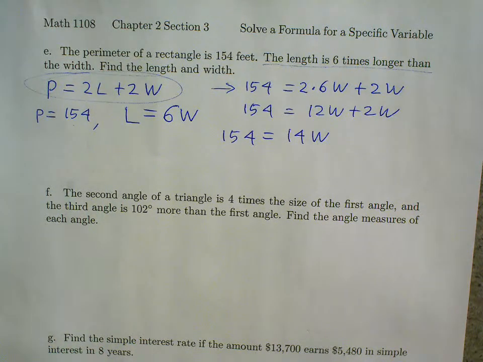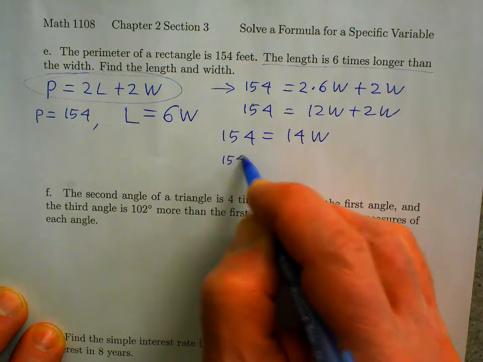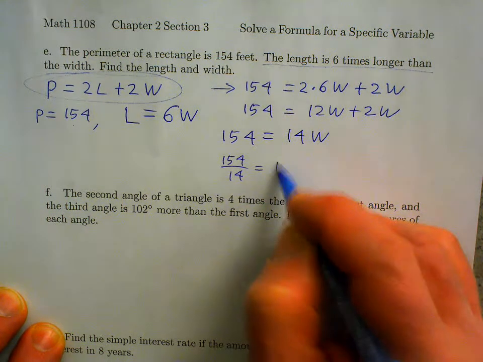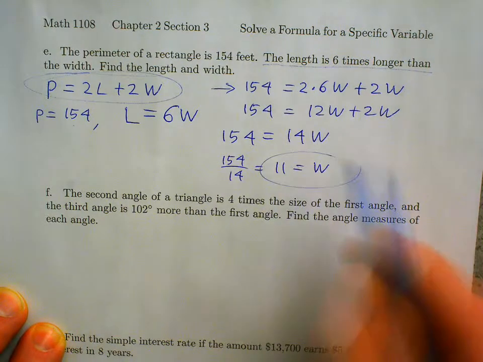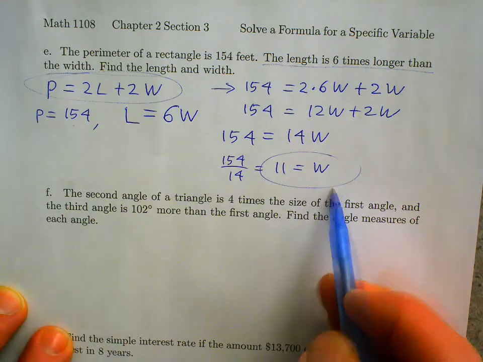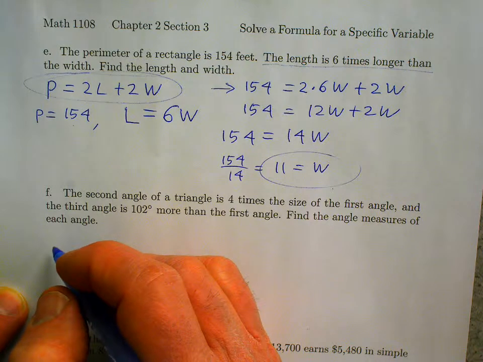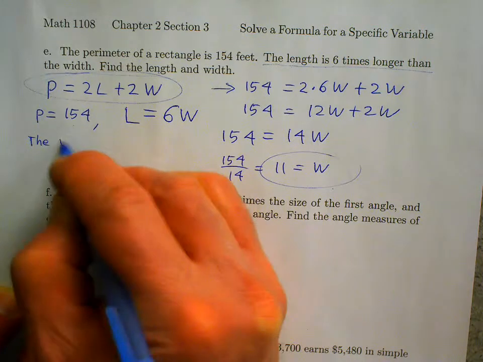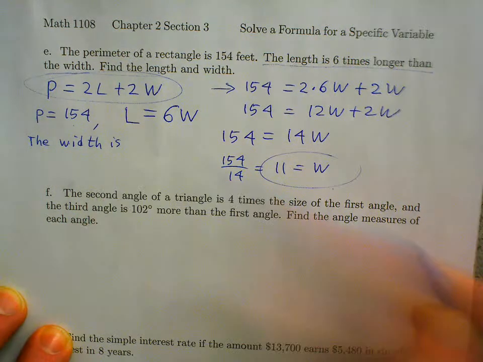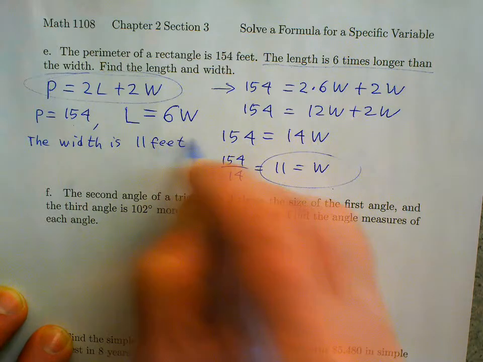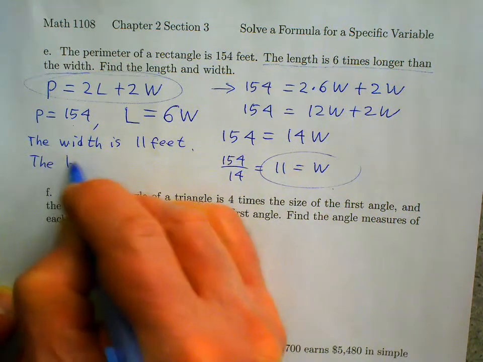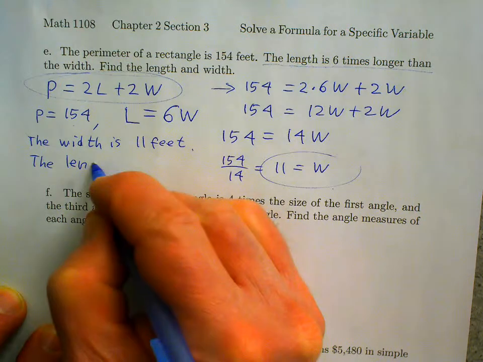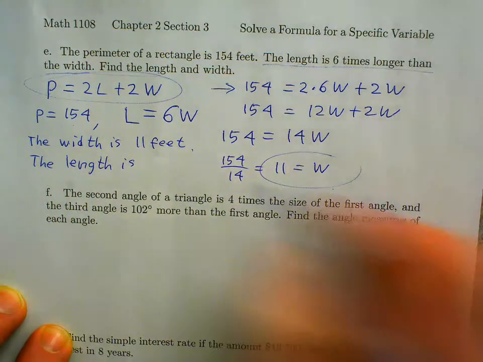And now what? You divide by 14 on both sides. Yeah, divide both sides by 14. And 154 divided by 14 is just 11. And so the width is 11 feet. Oh, we're also supposed to find the length. So the width is 11 feet. The length, which is 6 times longer than the width, is 6 times 11 feet, or 66 feet.